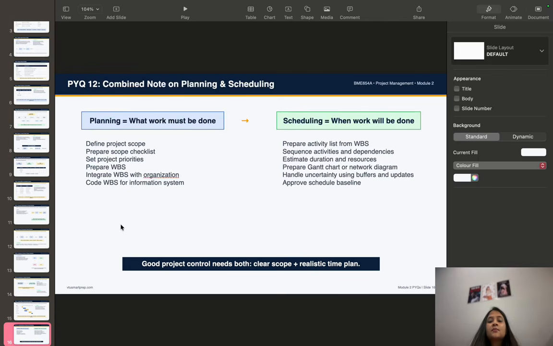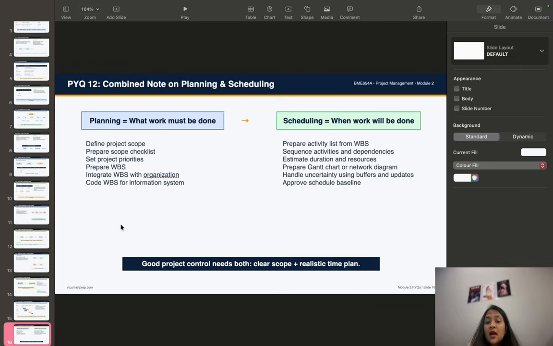So these are the steps. Okay, so define project scope, prepare scope checklist, set project priorities, then prepare WBS. Then you have to integrate the WBS with the organization. Then comes code WBS for the information system. Prepare activity list from the WBS, sequence the activities and the dependency. And next you have to estimate duration and the resources.